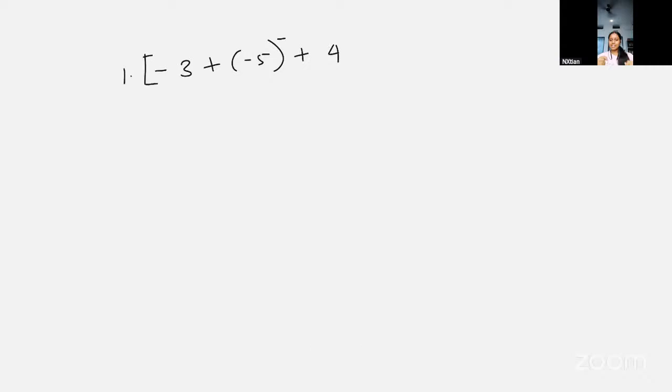Now look at this example. Look at one more example. Minus 3 plus minus 5 plus 4. Three numbers are there. So what I'll do is I will solve this and this together first. Minus 3 plus minus 5, and leave plus 4 out.